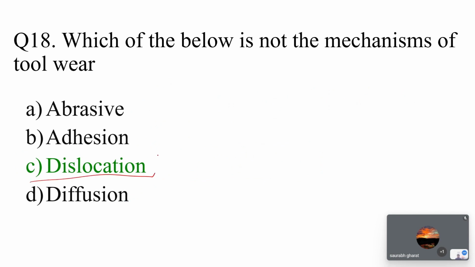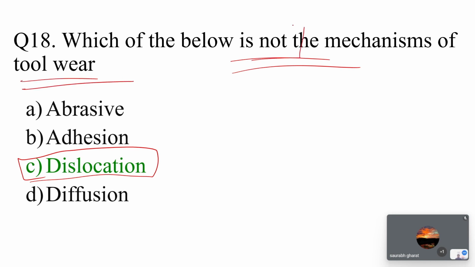Because in the question they have asked, which of the below is not a mechanism of tool wear. So as they have mentioned not, this is your correct answer, because the rest are all correct. This is correct, this is correct, but this doesn't happen, so it will be the answer, as it is a 'not' question.